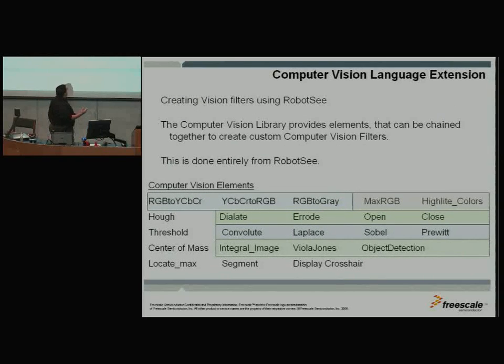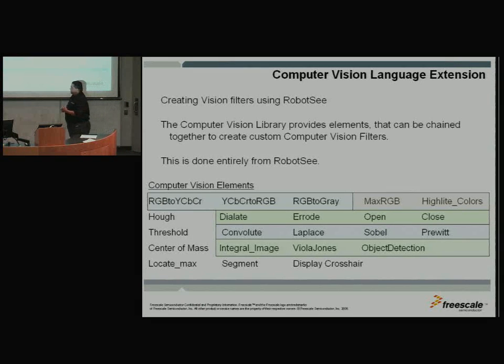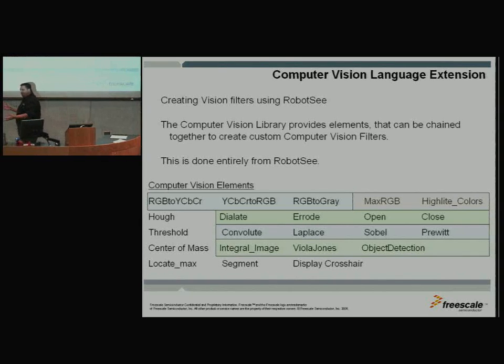The other way of doing computer vision, again the idea being to go from simple to more complex, is you can create your own vision algorithms. So how do you create your own vision algorithms in an interpreted language? Robot C is an interpreted language. Well, anyone who does computer vision knows there's no way that's going to happen.